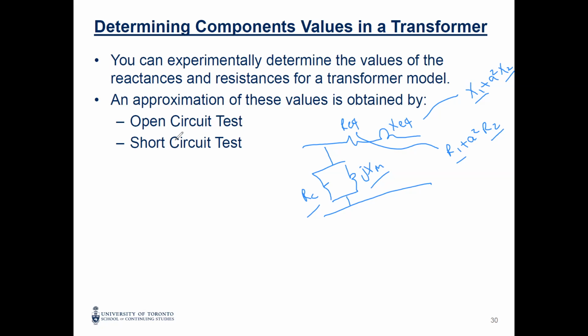We have to do 2 tests to get the parameters. How many parameters do we have? 4. So for each test, we will get 2 of the parameters. For the open circuit test, we are going to get RC and XM. For the short circuit test, we are going to use it to get R equivalent and JX equivalent. Okay. So 2 tests, each one will give 2 parameters.